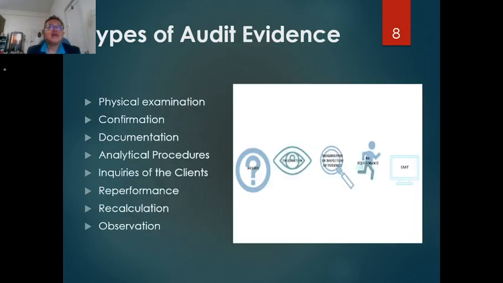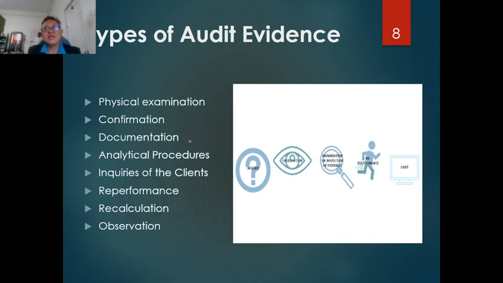Okay, now there are several types of evidence. Number one is the evidence collected from the process of physical examination. When you conduct an audit through physical examination, where you check, you observe and everything, these are the evidence that you can collect from them. Also, sometimes the evidence is collected through confirmation, when you ask that party to confirm certain figures or certain values. Or sometimes there is evidence you collect through documentation.